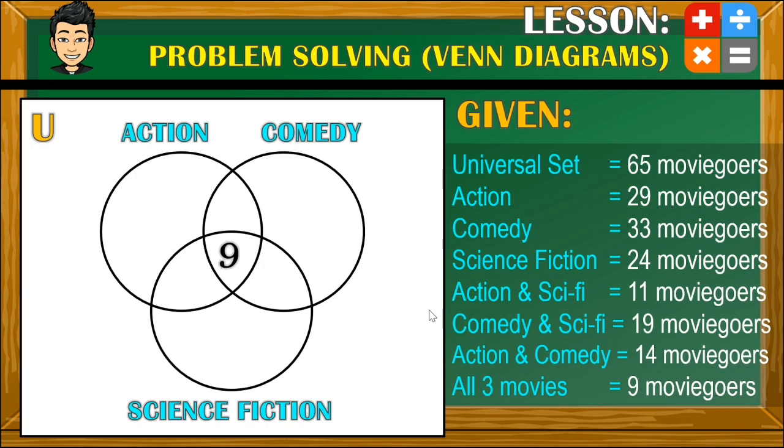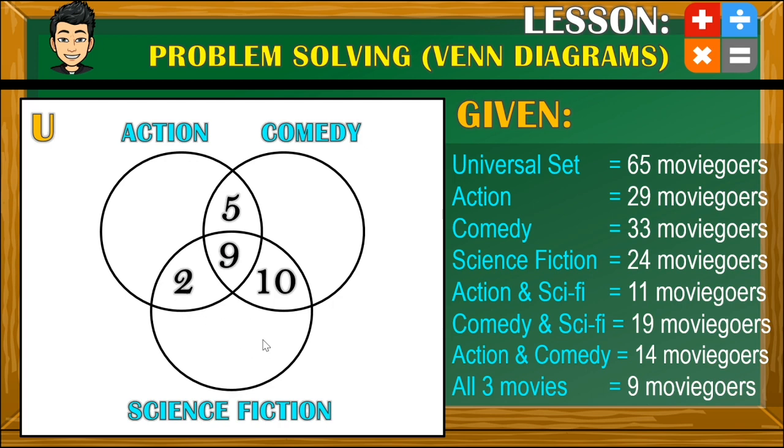So 14 minus 9, the answer is 5. Para makuha yung part naman na to, ng both comedy and science fiction, isasubtract natin yung 19 and 9. So 19 minus 9, we have 10. Also, to get this part ng action and science fiction, ima-minus natin yung 11 moviegoers sa 9 moviegoers. So 11 minus 9, we have 2.